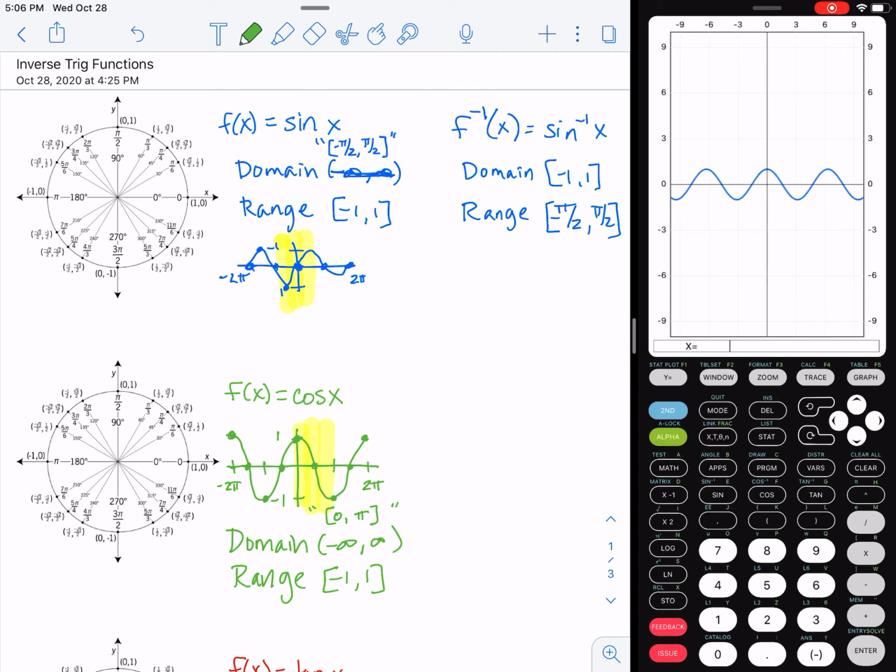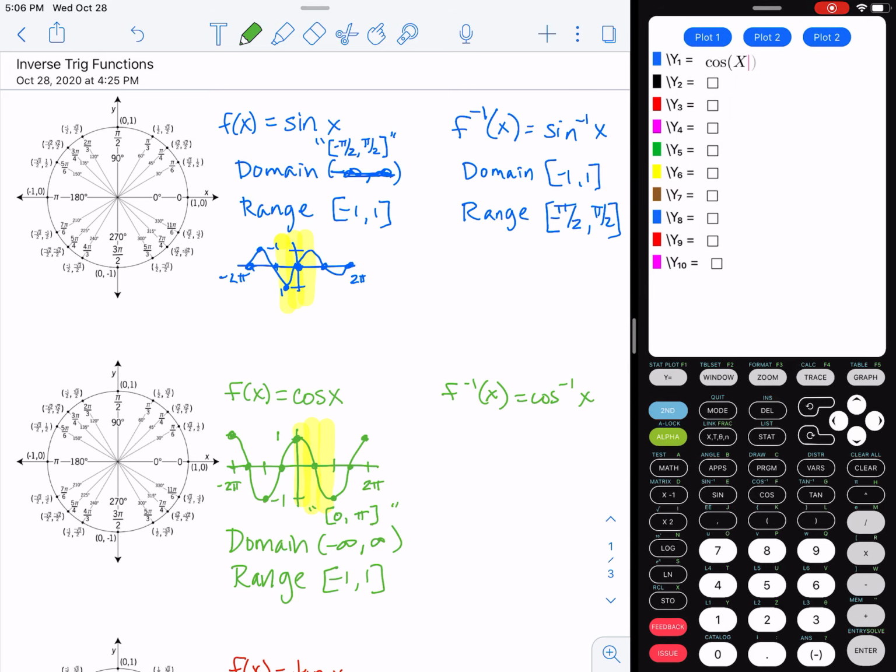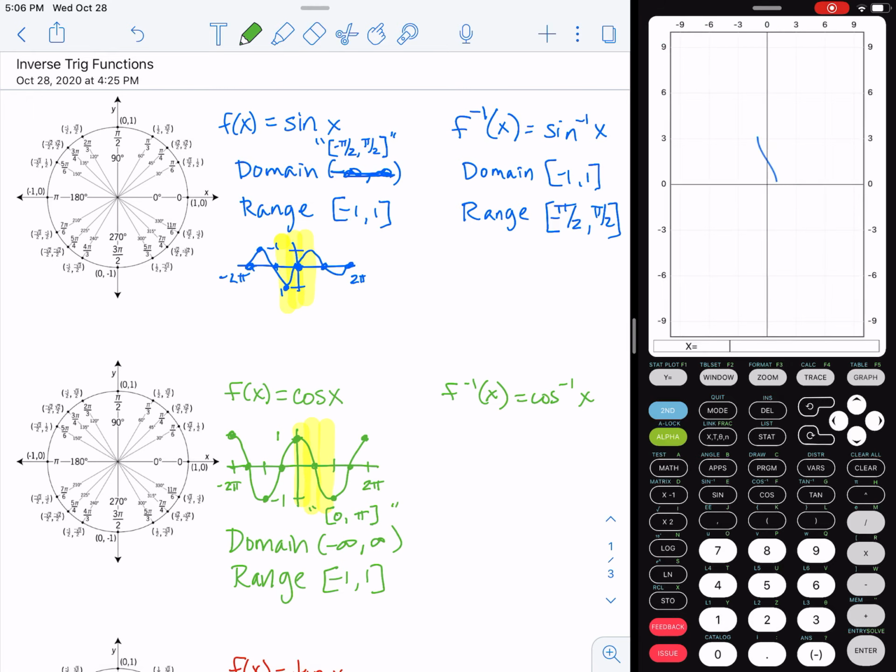Okay, so that would indicate that the inverse of our cosine function is also going to be a restriction, based on that restricted domain. So let me go to y equals, and I'll just show you what that graph looks like. All right, notice it goes from -1 to 1, and the range is going to go from 0 to pi.